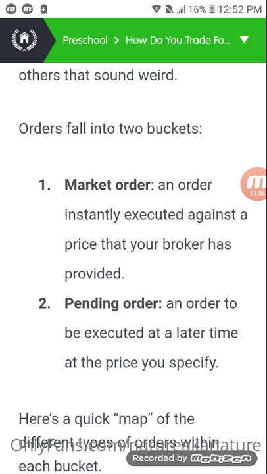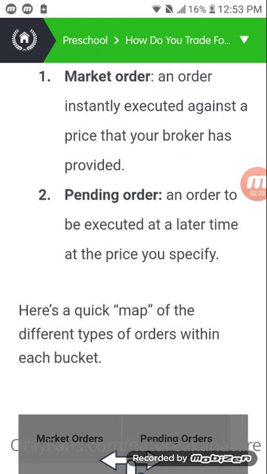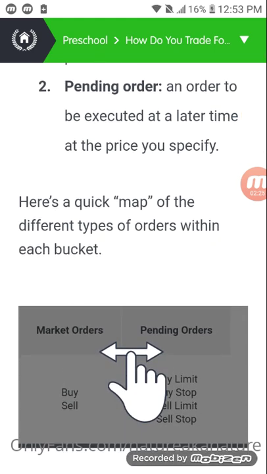As for pending orders, they are orders that can be executed at a later time at a price that you specify. Basically, that price you specify is where the pending orders can be. You set a pending order for a later time, at a price that the market will eventually go to. Here's a quick map of the different types of orders within each bucket.